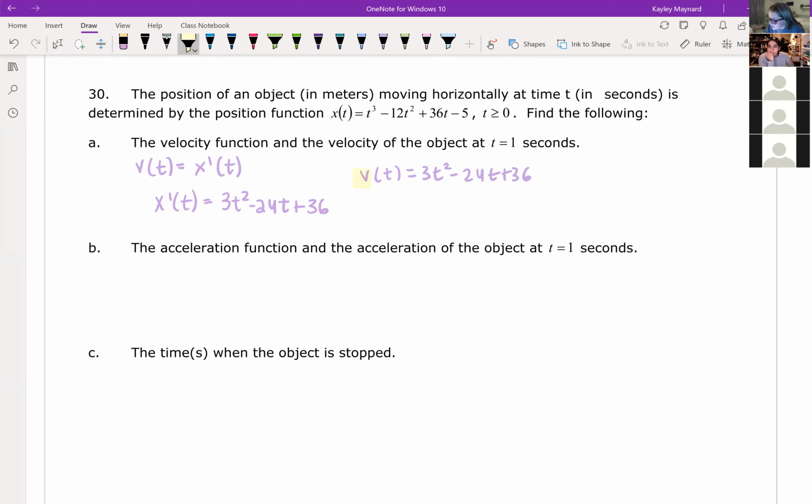Okay, well, that was part of the question. And then the next part just wants you to find the velocity of the object at t equals 1 second. So that means you just plug in 1 to the velocity function. So you just have to find v of 1, which is 3 minus 24 plus 36. So that is 15? Yes. Okay, 15. And then don't forget your units on the word problems. It's always what gets people. So velocity is given in meters per second.